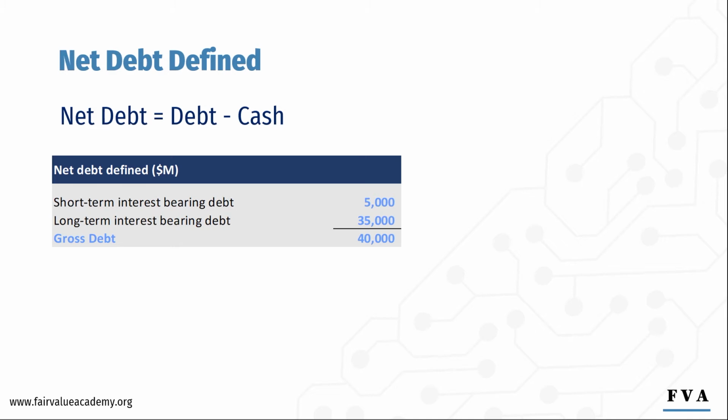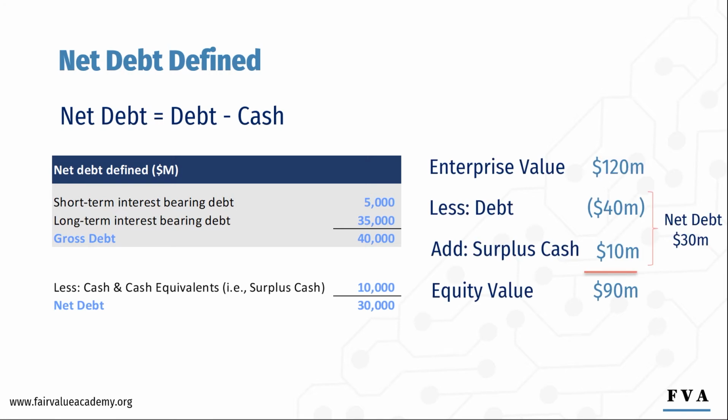On the other hand, this company has cash and cash equivalents of 10 million. So therefore, its net debt is 30 million. We learned from the previous slide that enterprise value less net debt is equal to equity value. So if you look here, we know net debt is debt minus cash.